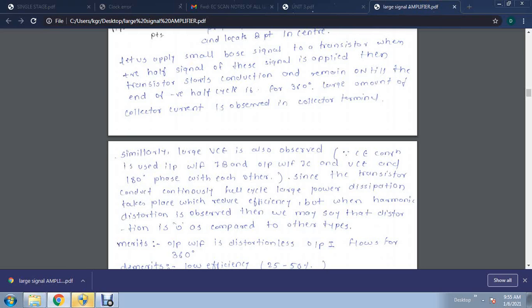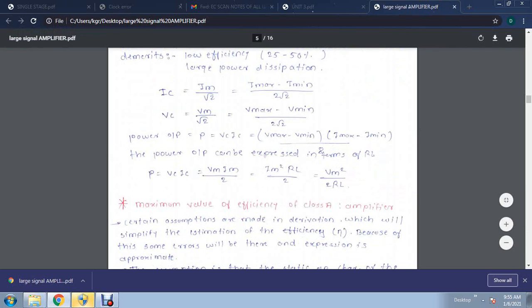Coming to class B amplifier, for the simple equations of class A we can take IC equal to Im by root 2, that is, I max minus I minimum by root 2. We can take VC as Vm by root 2, that is, V max minus V minimum by 2 root 2, and power output is P equal to Vc into Ic, that is, V max minus V minimum by 2 root 2 times I max minus I minimum by 2 root 2, which is divided by 8 since 2 root 2 whole square means 4 times 2 is 8. The power output can be expressed in terms of RL, Vc, Ic: Vm into Im by 2, or Im square into RL by 2.